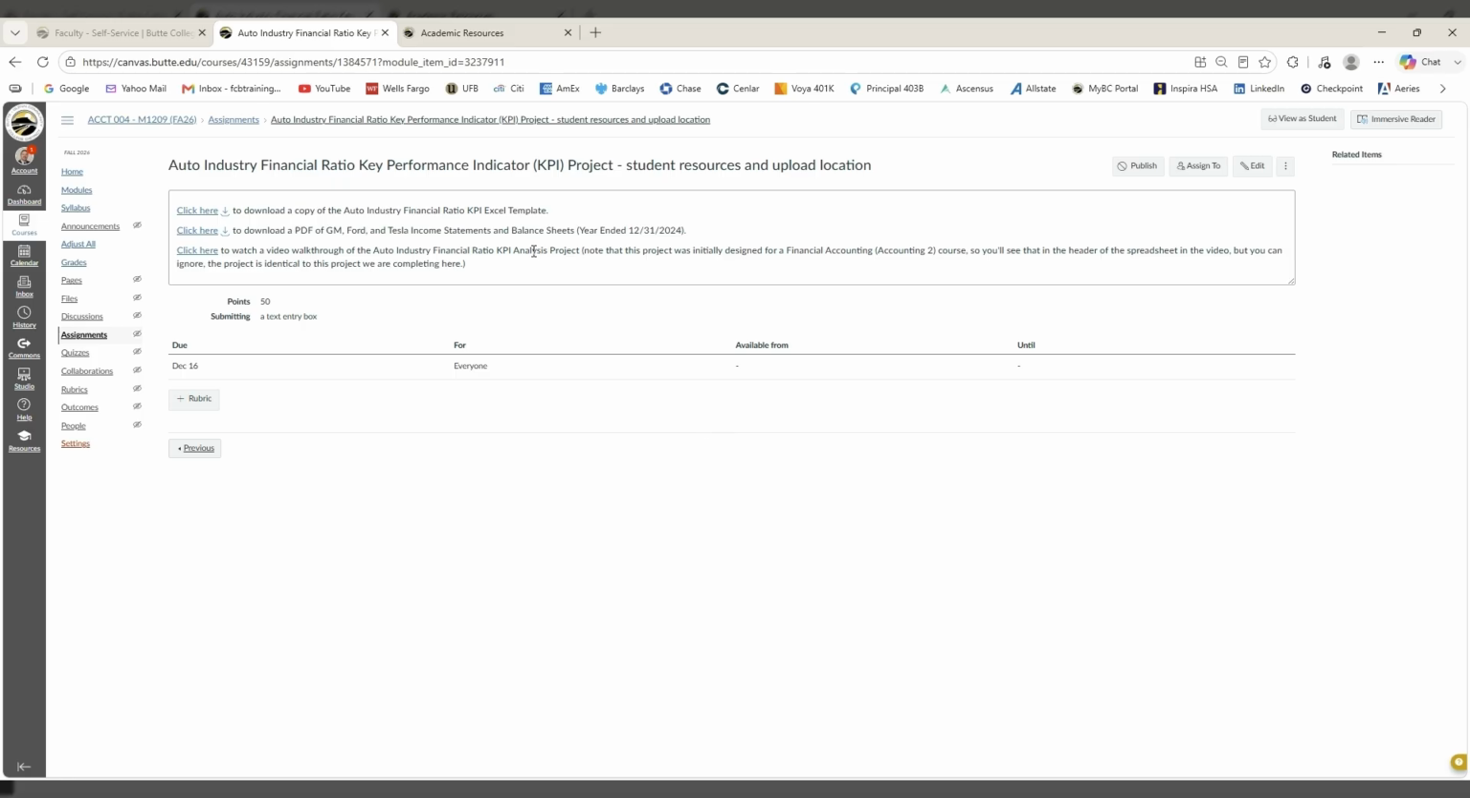Essentially, this project is going to entail comparing the income statements and balance sheets for GM, General Motors, Ford, and Tesla, three different car companies. And in chapter 13, we're going to talk about financial ratios and analysis. This is similar to what we do in financial accounting, so it's a little bit of a refresh of that, but it really does overlap with managerial accounting as well when we're talking about budgeting and performance evaluation of the company, et cetera.